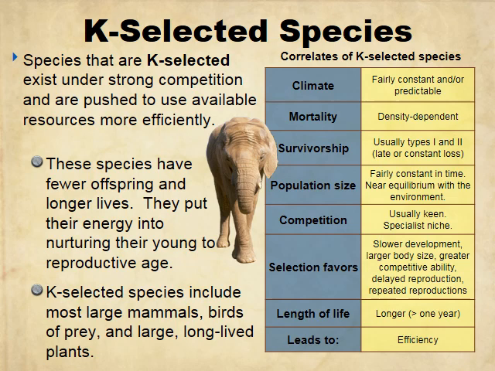Their population size usually stays pretty steady. They usually have pretty specialized niches, and they have slower development, larger body size. They have delayed reproduction, so they reproduce later on in life. They don't have very many offspring at a time, and they live longer lives, and they tend to have longer gestation times. For humans, the gestation time, the amount of time that they actually carry a baby, is 9 months, whereas for an elephant it's I think 22 months, so just under 2 years. And then for your largest animals in the world, like the blue whale, it's 2 years, or it could be a little bit over 2 years. It's crazy.